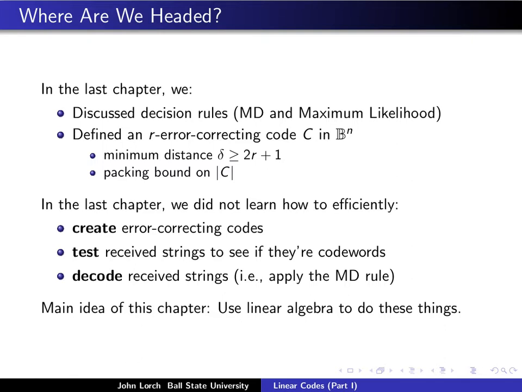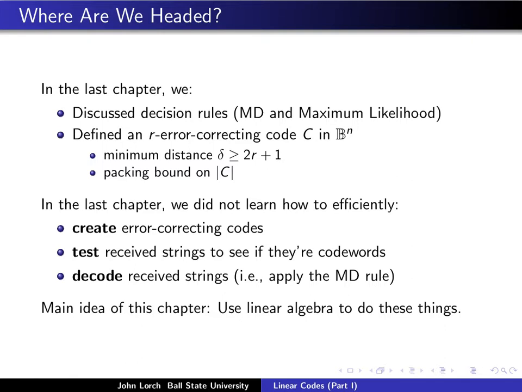And alongside those decision rules, we defined what are called r-error correcting codes in the binary strings of length n. So remember, an r-error correcting code is one whose minimum distance between distinct code words is bigger than or equal to 2r plus 1. We also discovered the maximum size of such a code, and that's known as the packing bound.